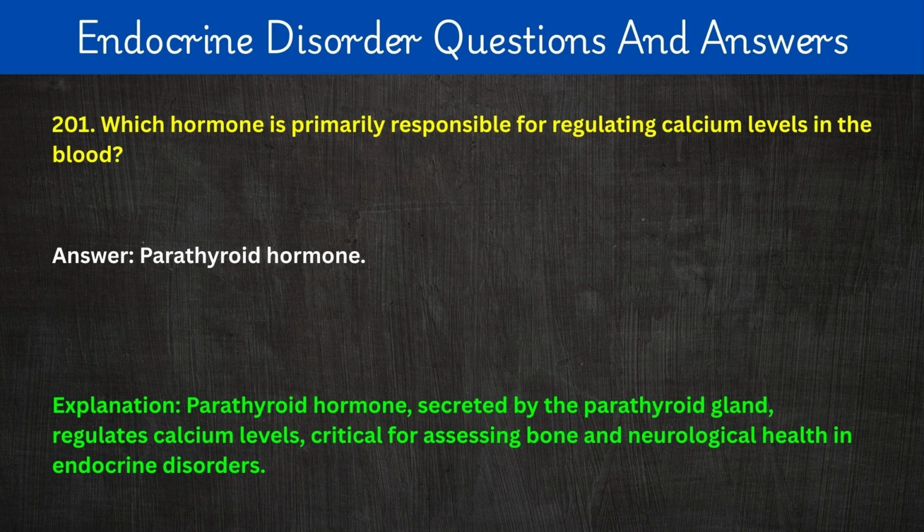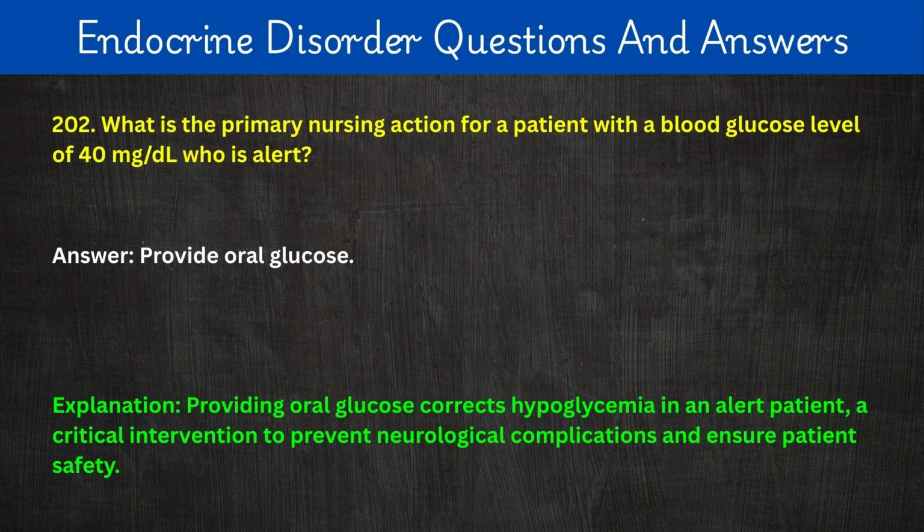201. Which hormone is primarily responsible for regulating calcium levels in the blood? Answer: parathyroid hormone. Explanation: parathyroid hormone, secreted by the parathyroid gland, regulates calcium levels, critical for assessing bone and neurological health in endocrine disorders.